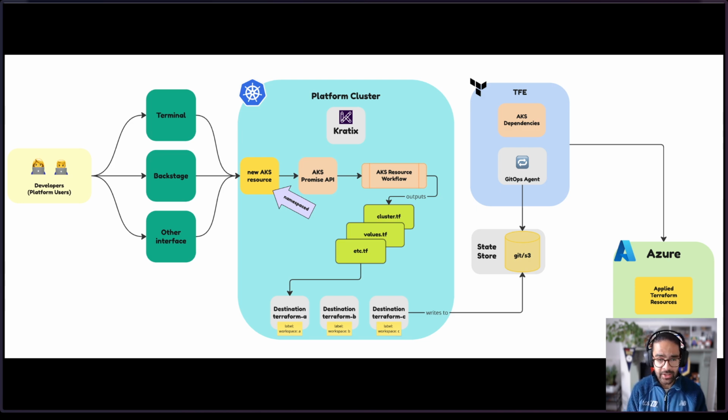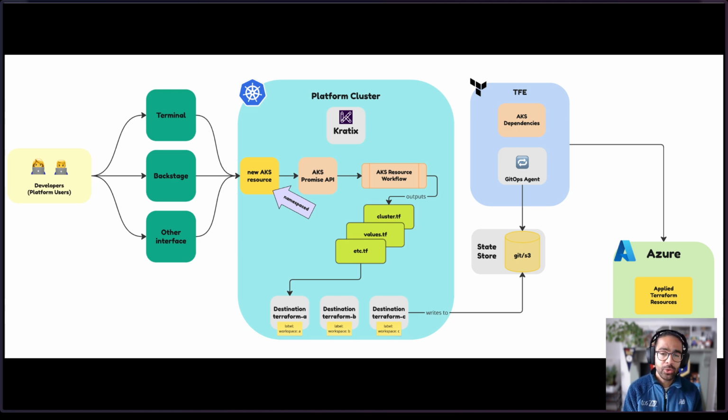So for example, here, if you're requesting a new AKS resource, that request is submitted to the platform cluster and hits the platform cluster. That request is namespaced, so that's how you can control which users can have access to which sort of promises. You can use the normal Kubernetes RBAC to manage all of that authentication and authorization of your resources as well. So that request hits the platform cluster that will be abiding by the promise API, so by the AKS promise API, that CRD that you defined within the promise.